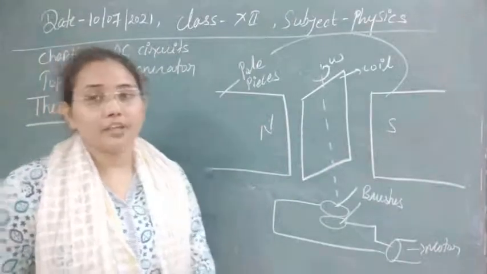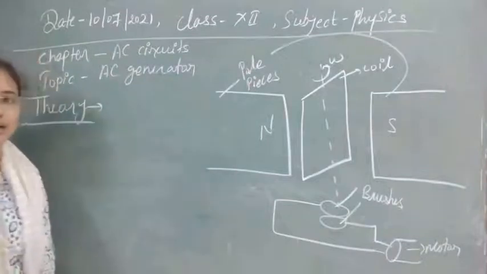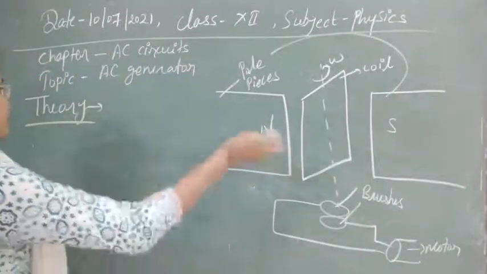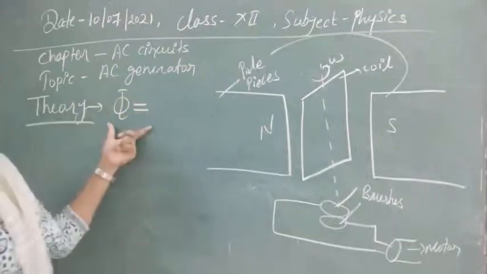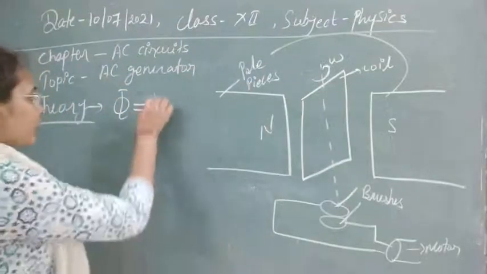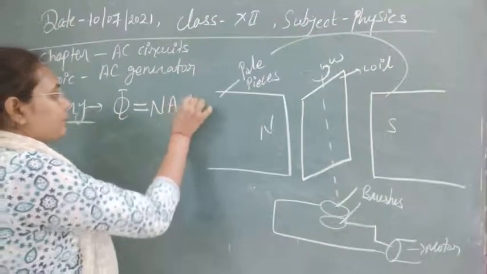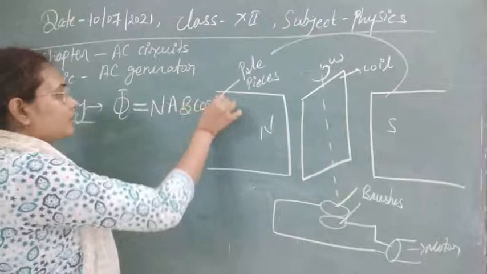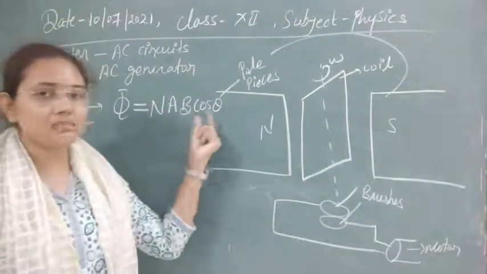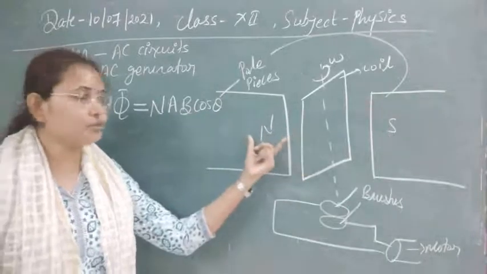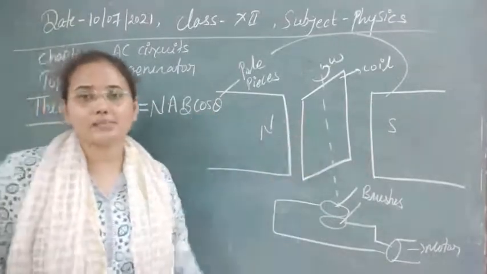And one more thing, if you want to predict the direction of the current, later I will tell you how you can find it. First, we will start again with the theory that we know for flux. Flux can be written as NAB cos theta, where N is the number of turns, A is the area of the coil, B is the magnetic field produced due to these pieces, and theta is the orientation of the coil in this magnetic field.